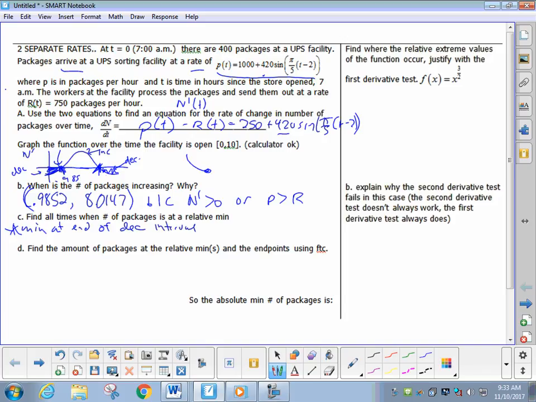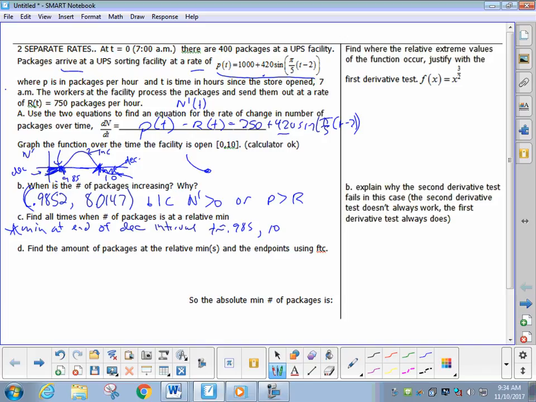At the end, at time 10. That also is a minimum, okay? Because it decreased up to that point. So it would be at time equal 0.985 and 10, because the amount of packages is decreasing up to those times. Endpoints then are going to require more analysis than just negative to positive interior points.